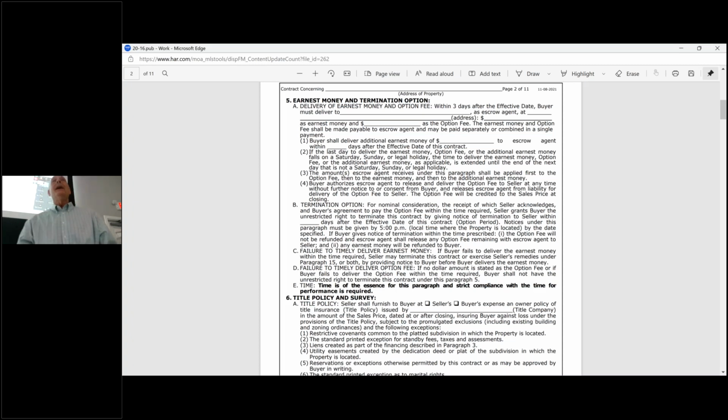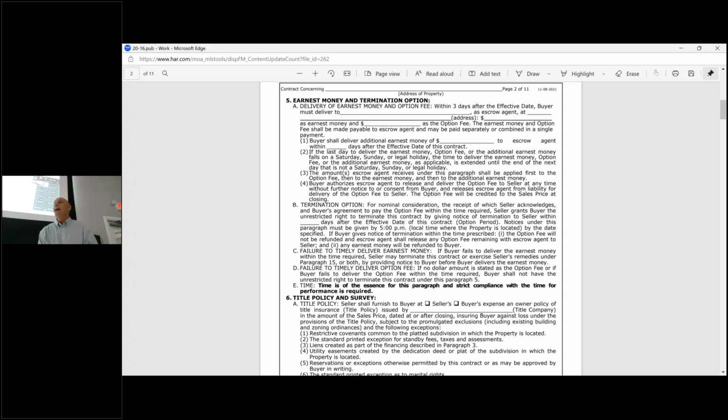What happens if the option money is not delivered by the deadline? Does that cancel the contract? Does it give the seller a right to cancel the contract? They lose the option what? Period. If they don't deliver the option money by the third day, they simply do not have an option period. That's the only consequence. So they had a 7-day option period in the contract, or a 10-day in which they were going to have inspections and negotiate repairs.